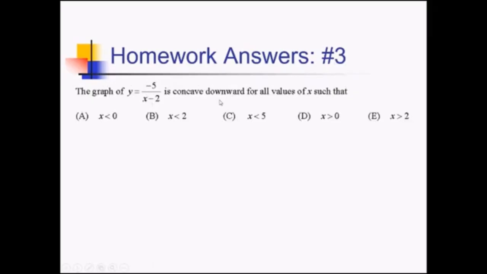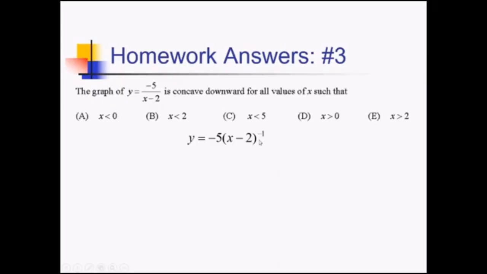For this problem, we want to know where the graph of negative 5 over x minus 2 is concave down. So we're basically asking where y double prime is negative. And to figure that out, we need to know y first prime first off. And before we can even do that, I'm just going to convert this into something that's easier to work with. Because right now, if I take the derivative, I'm going to be using the product rule, which is kind of nonsensical when you have a constant in the numerator. So I'm going to turn this into negative 5 times x minus 2 to the negative 1. Now I can just use the power rule.